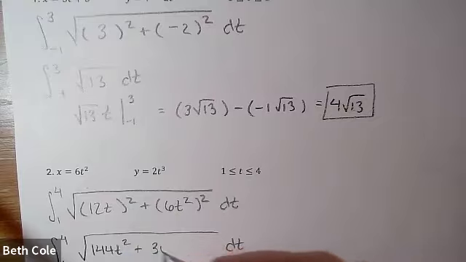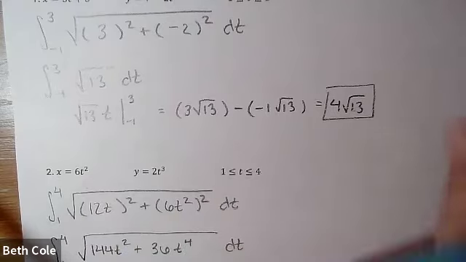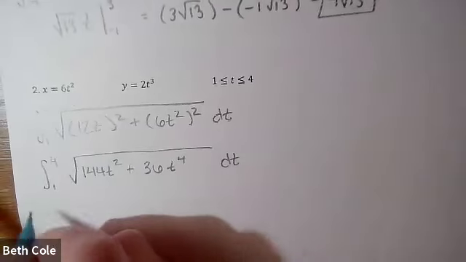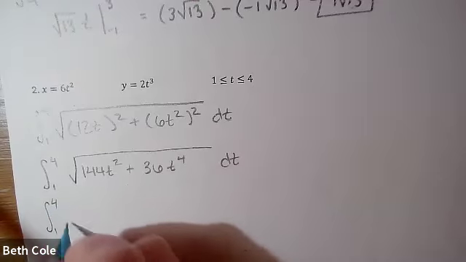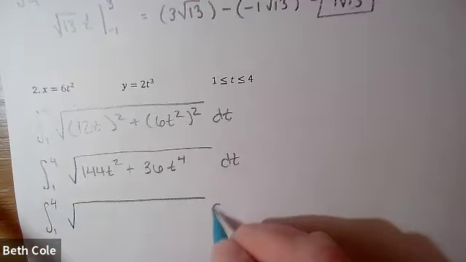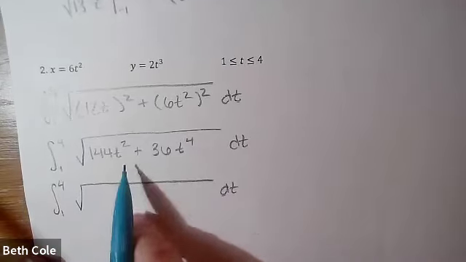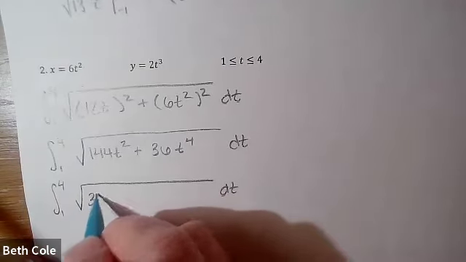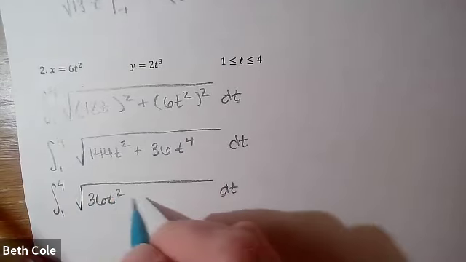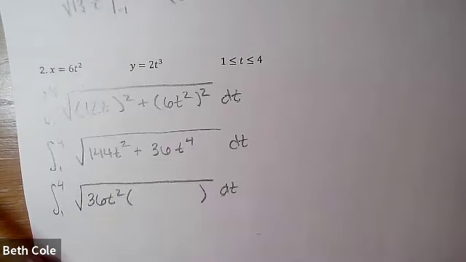Plus, and then this would be 36t to the 4th. Now we are going to keep going because we can do this one by hand. What we're going to do is factor out the greatest common factor from these, which is going to be 36t squared. I know 36 goes into 144.